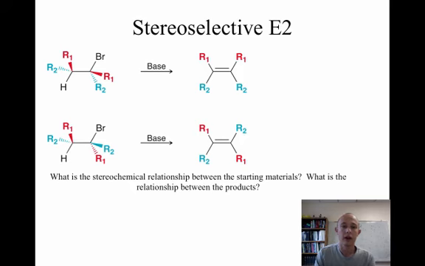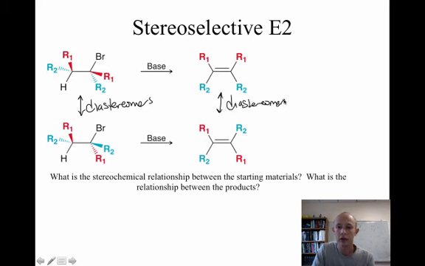Right. So what I illustrated in the previous slide was that these two compounds, R1 and R1, are cis here, and R1 and R1 are trans here, so these are diastereomers. So if we start with different diastereomers of the substrate, we're actually going to get different diastereomers, the Z or the E diastereomer of the alkene.